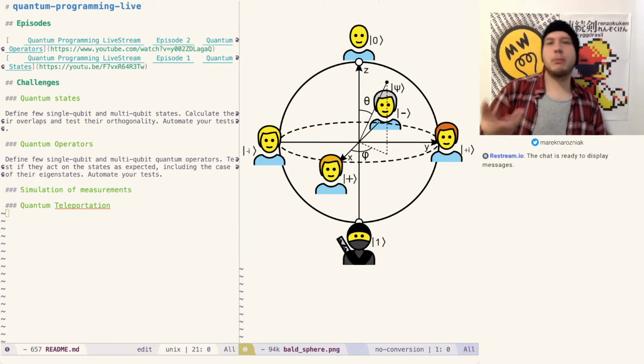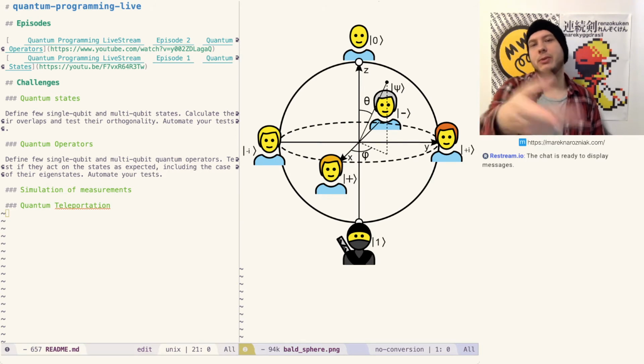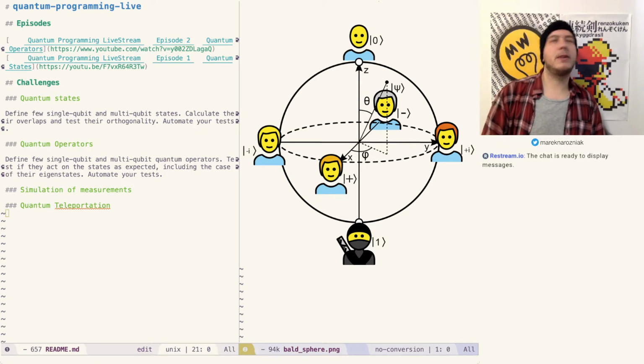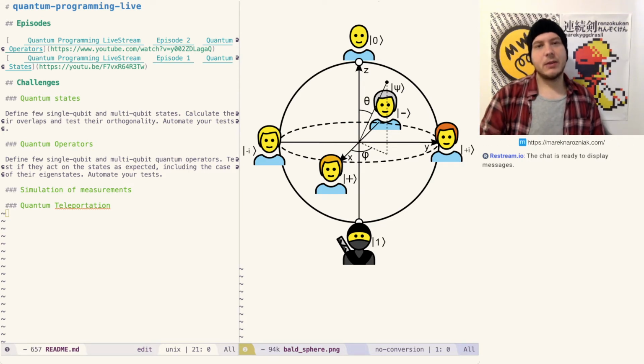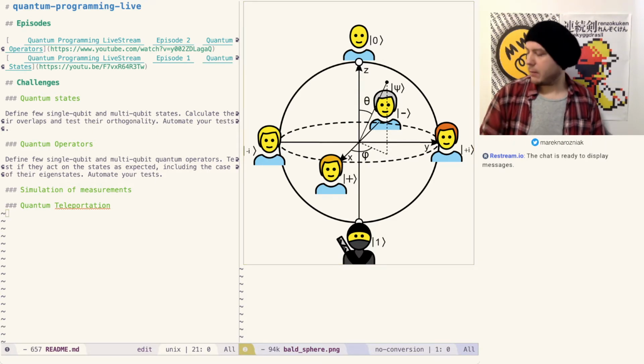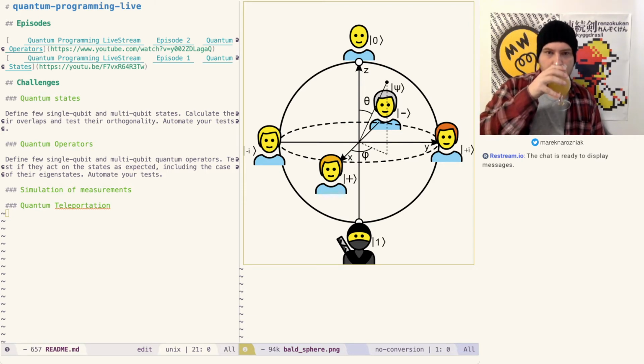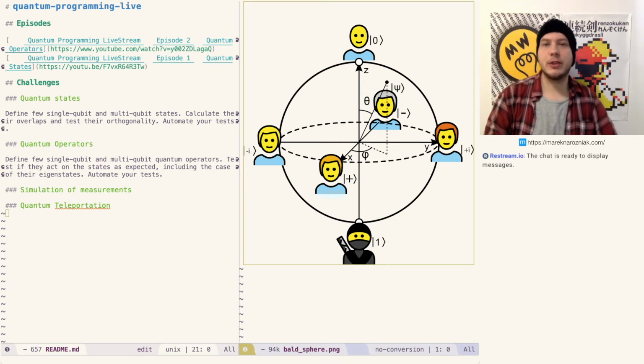Other operators that do other things to those dudes on the sphere also have their eigenstates. It's just more tedious to find the interpretation of those operators, but if you have some ideas, feel free to let me know in the comments. We can iterate and maybe improve the bald sphere in the future. In today's episode we are going to act on those dudes and change the quantum state using the operators. But before we do so, allow me to provide you one more analogy for what eigenstates are.